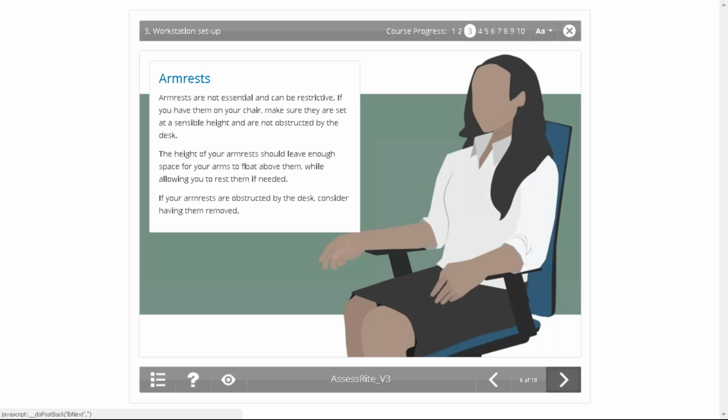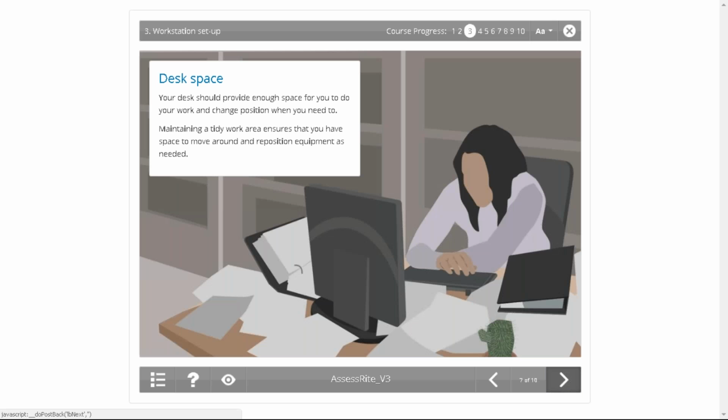Armrests aren't essential, and they can be restrictive. If you've got them on your chair, make sure that they're set at a sensible height and aren't obstructed by the desk. The height of your armrest should leave enough space for your arms to float above them, whilst allowing you to rest them if needed. If your armrests are obstructed by the desk, consider having them removed.